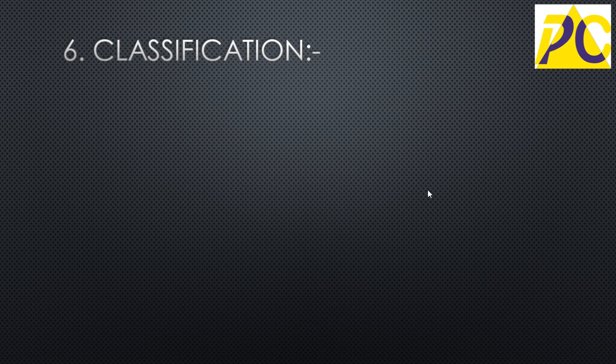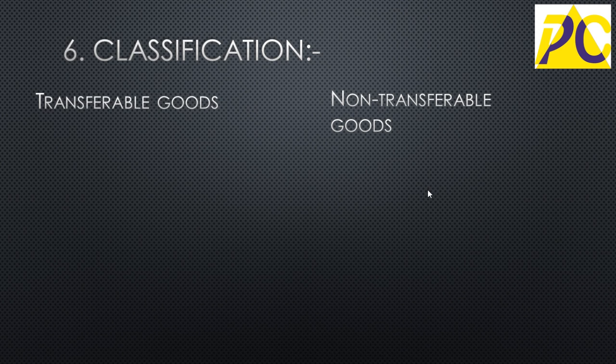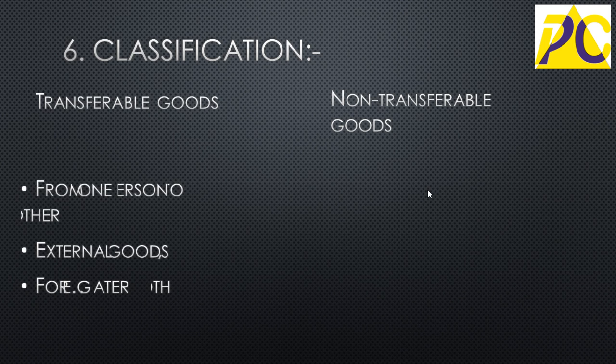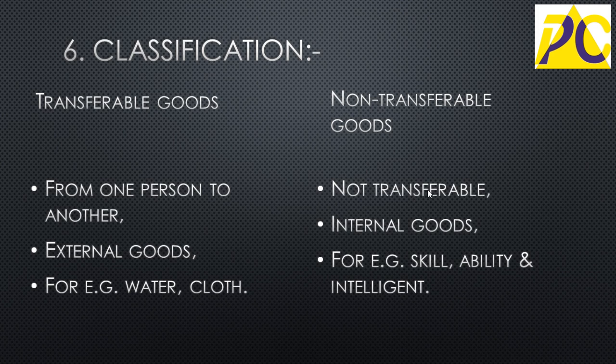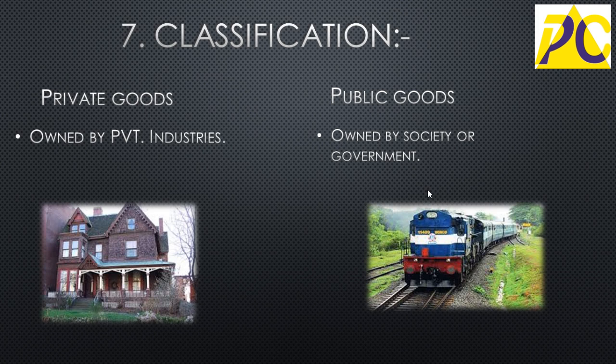Next classification is transferable goods and non-transferable goods. What are transferable goods? The goods which can be transferred from one person to another person. That is external goods. For example, water and clothes. Whereas non-transferable goods cannot be transferred. They are internal. Skill, ability and intelligence are examples of non-transferable goods.